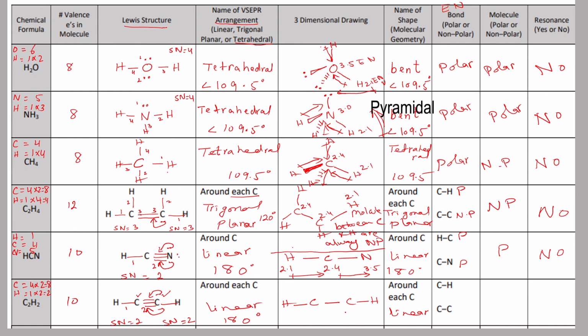In this next example, our carbon-hydrogen bond is polar, the carbon-carbon bond is non-polar. The molecule is made of carbon and hydrogen only, so this is going to be a non-polar molecule. And for resonance, this multiple bond that we have here is a fixed bond, so there is no resonance possible.